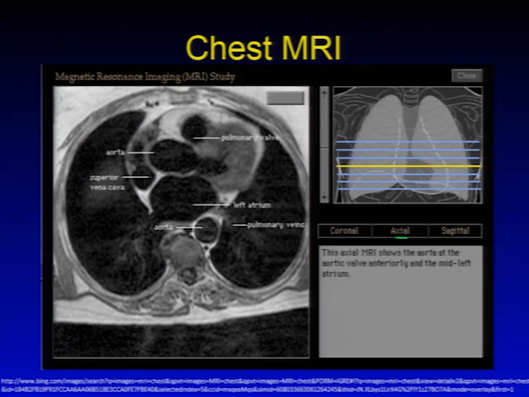Next is the MRI of the chest, which shows a clearer picture of the soft tissues of the thorax. At this level, you can appreciate the aorta, pulmonary veins, superior vena cava, again the descending aorta, and the pulmonary valve.